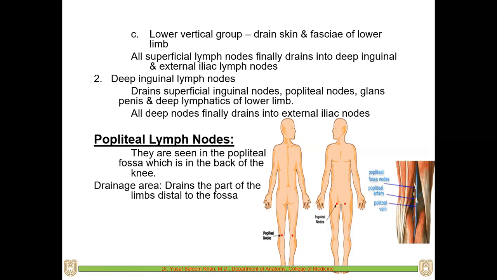So the popliteal group of lymph nodes are seen in the popliteal fossa, which is the back of the knee, as I said. The drainage area will be the part of the limb distal to the fossa. So whatever part that is the leg and the foot will be drained into the popliteal fossa. Whatever is distal means away from the center, below the popliteal fossa. All this region is drained by the popliteal group.